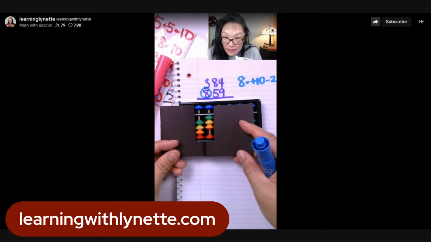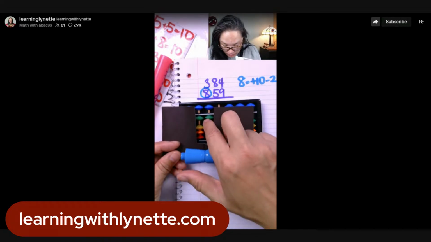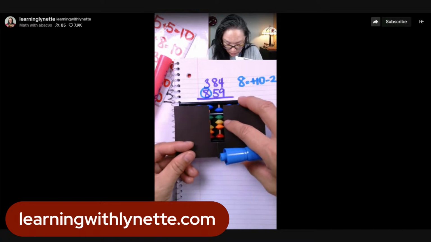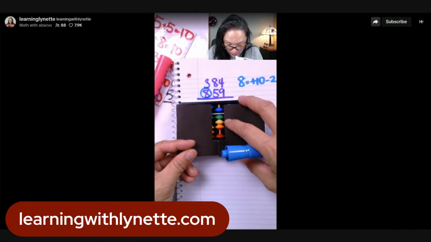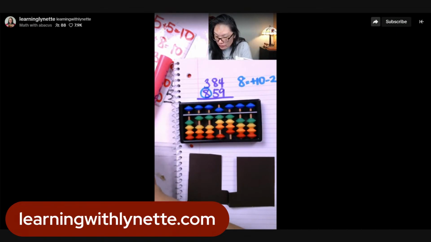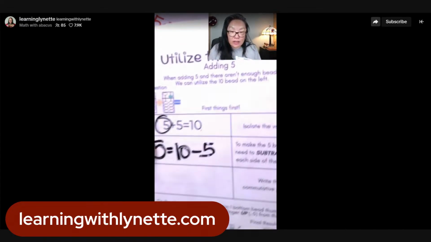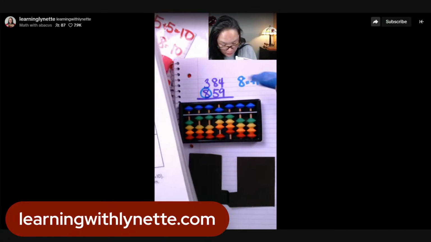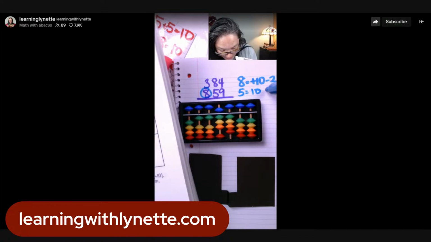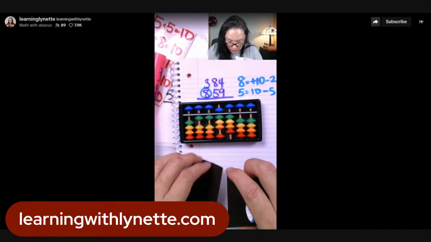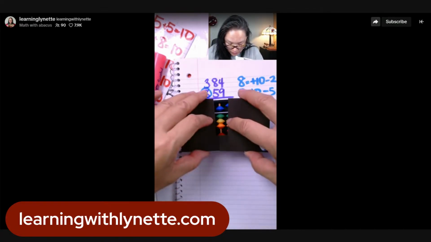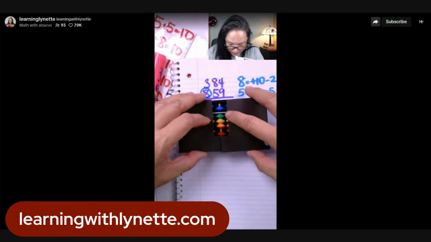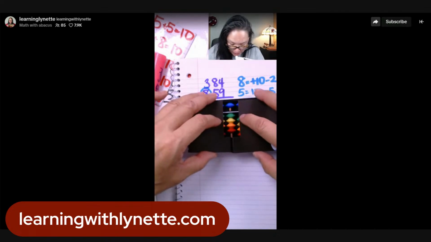And then I'm going to add the 5. How do we add the 5? We add the 5 as 5 plus 5 is equal to 10. Plus the 5 is equal to plus the 10 minus the 5. So we're going to plus the 10 minus the 5. And then we need to plus the 9. So when we plus the 9, we know what?